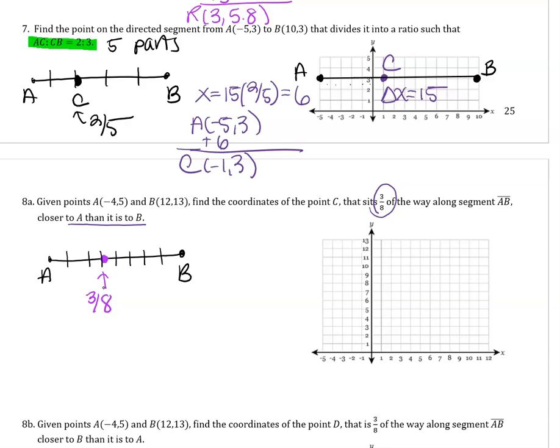Okay, so some of you guys will be able just to figure out your change in x and y from the coordinates. You could even use a little graph to help you. Or I'll actually draw the picture too in case you struggle with that. So A is at -4, 5, which is right there. B is at 12, 13, so that's right there.